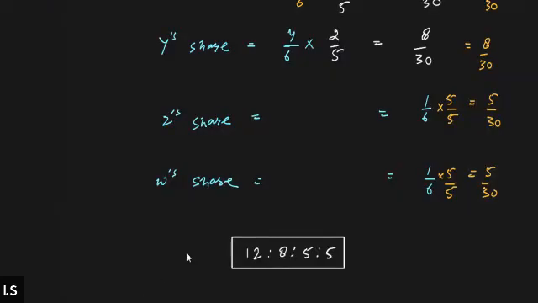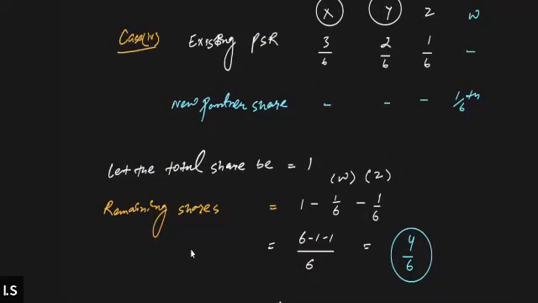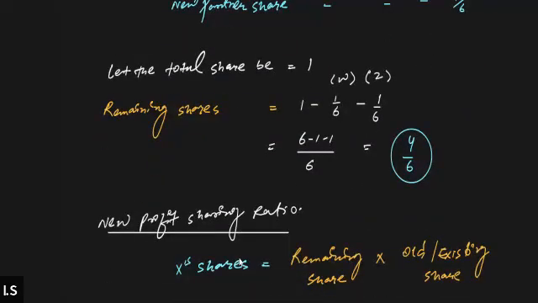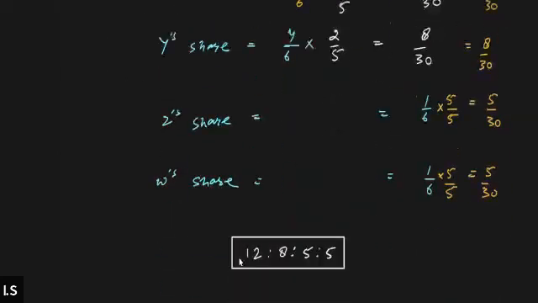If anyone wants to look at it, this is the solution. First of all, the existing PSR is 3/6, 2/6, 1/6. W is entering as a new partner with 1/6. We need to find out the remaining share, and for that purpose, we will subtract W's share and Z's share, and the remaining share will be 4/6. After that, we will determine the X and Y shares. The remaining share will be distributed among X and Y based on their old or existing share, right? And after that, we will be able to determine the new profit sharing ratio of X, Y, and Z. That will be 12:8:5. Okay.